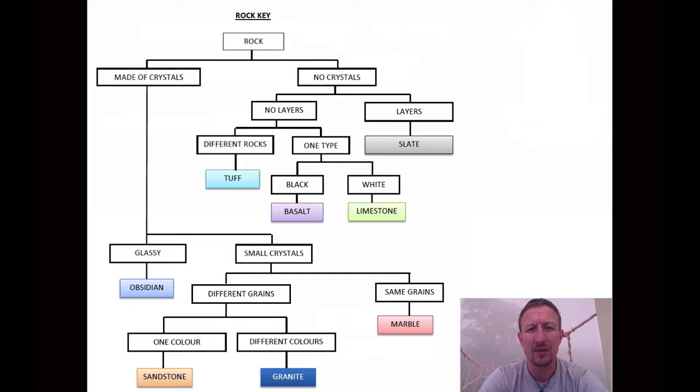So is it made of crystals? Is there no crystals? By using your observational skills, you go through answering two, maybe three questions by looking at your rock sample. Eventually you'll get down to a name of your rock, or a type of rock that it tends to sit with. This is very simplistic for the purpose of just using the keys.